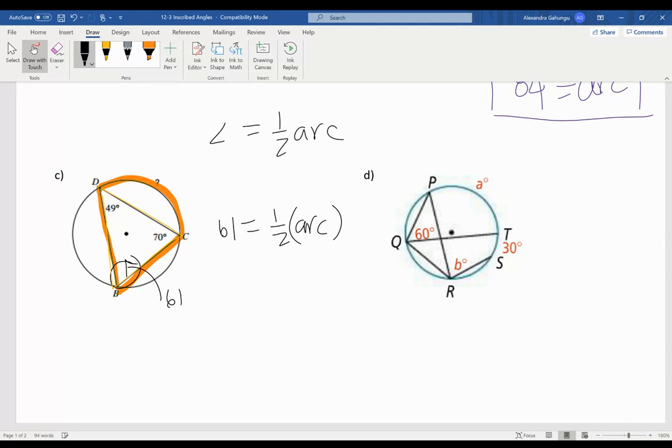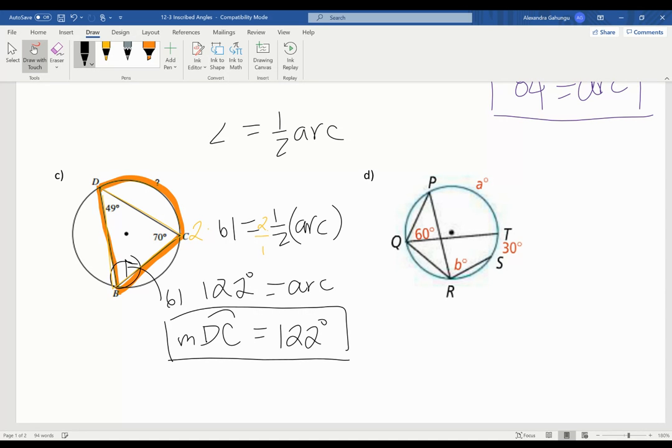So to solve, I'm going to multiply by 2, and I'll get that the arc is 122. So I can also label it as arc DC. The measure of arc DC is 122 degrees. The last one has a couple things we need.